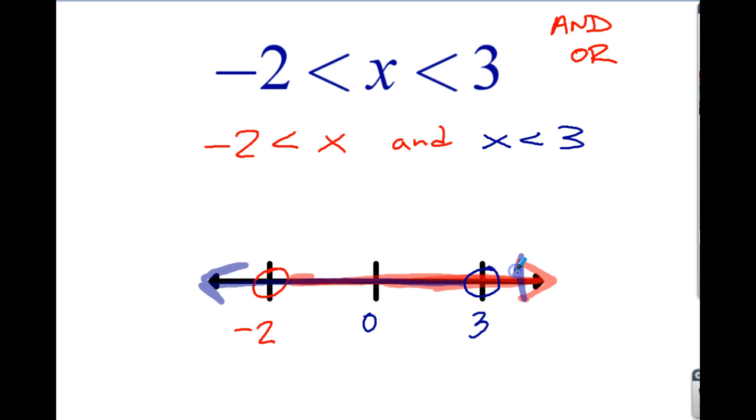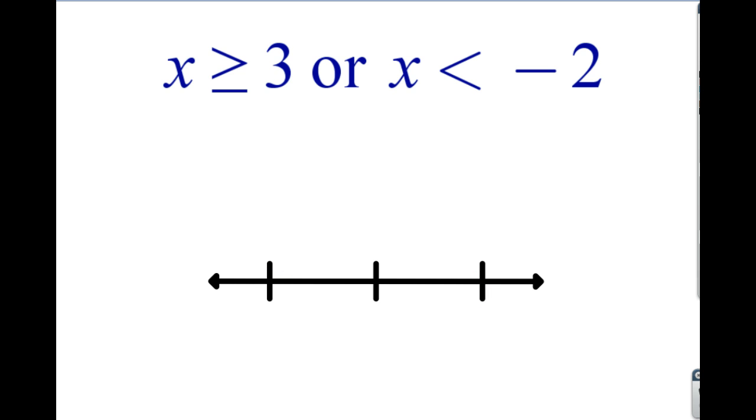So we can go ahead, whoops, that's not an eraser. We can get rid of that part. And actually, I'm going to phase out that, and we'll go here and I'll just do it in red. It's an open circle, and we shade everything in between. So that's what that one looks like. That's another example of an and.